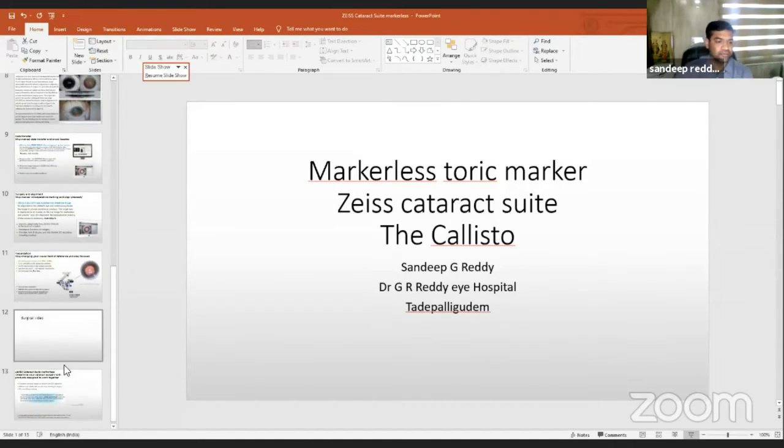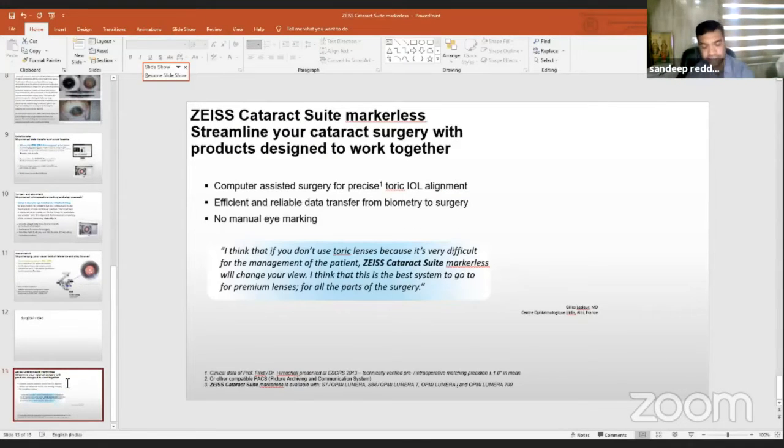So actually, by using the Zeiss Callisto system, the IOL Master, and the Lumira microscope, the complete cataract suite, it has made my life much easier. And my conversion rate into doing a toric IOL has increased to almost 13 to 15%, from the previous less than 5% of my cataract surgeries undergoing toric IOLs. But now my confidence levels are much higher, where I'm doing about 15 to 20% of my cataract cases with toric IOLs.